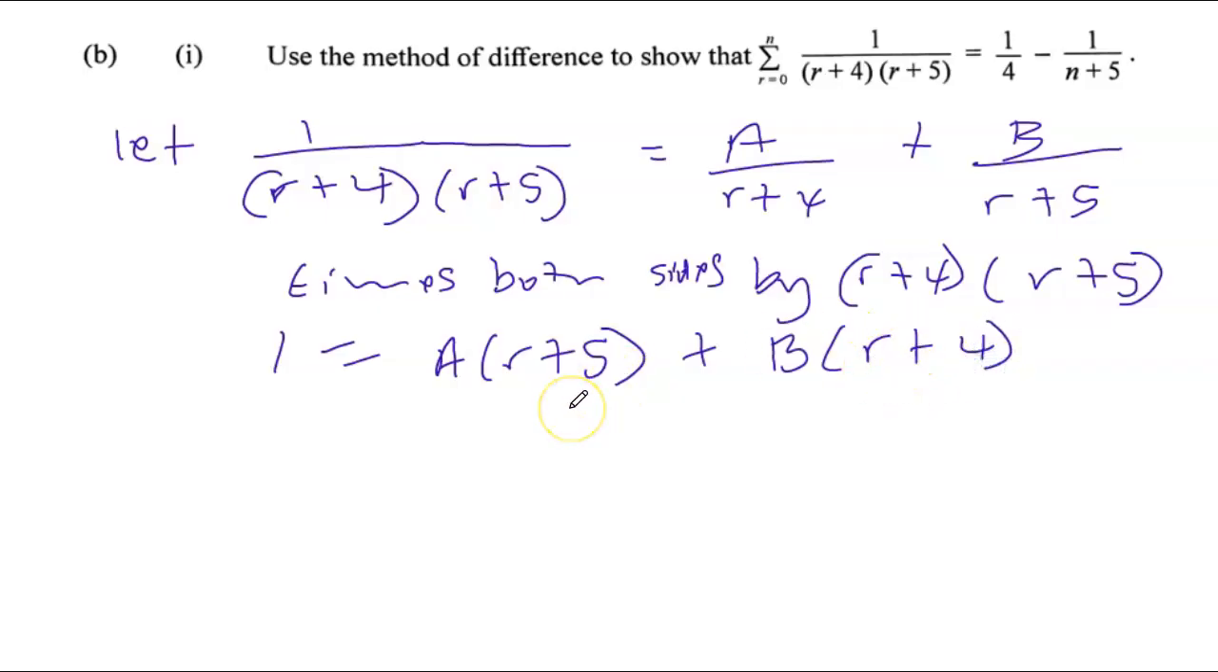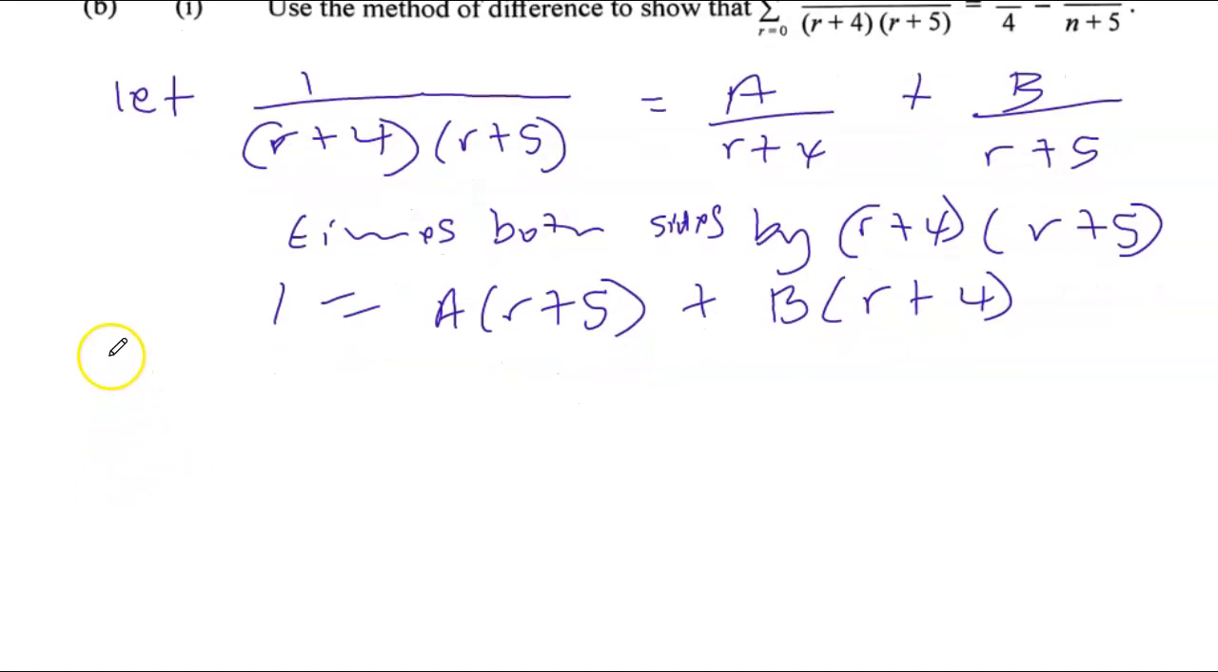And then we're going to substitute the values that make the bracket 0. I'm going to do a first. Let r be negative 4. So if I let r be negative 4, the left hand side is 1. What we'll have in the bracket here is negative 4 plus 5. That's 1. So that's 1a. So a is 1.